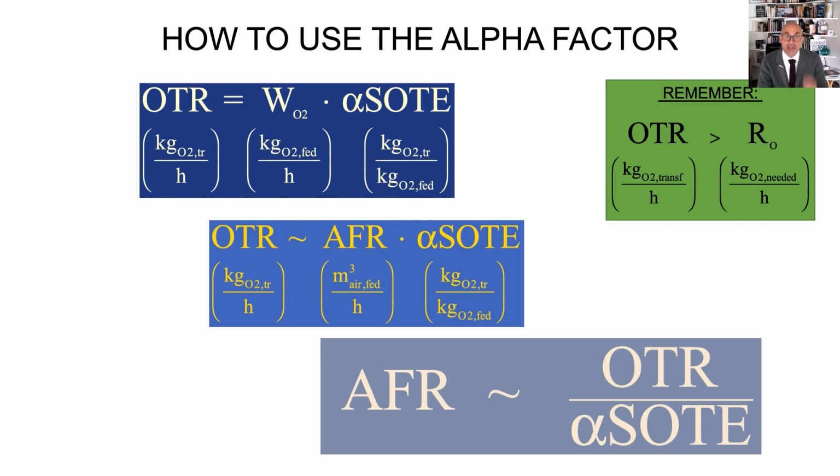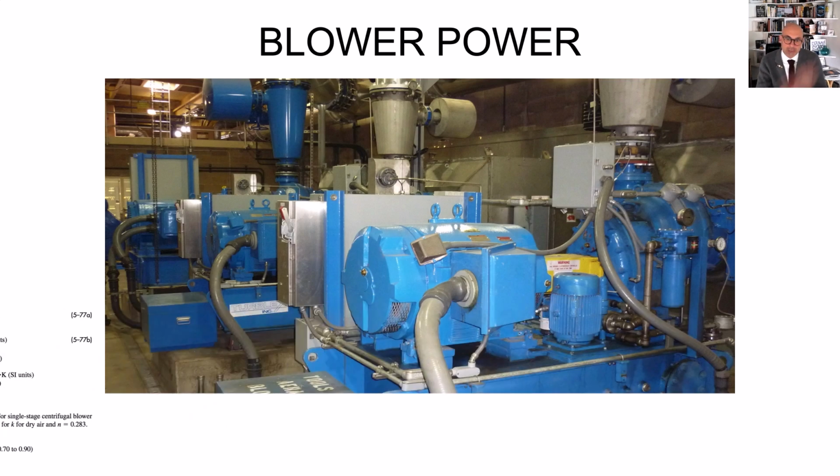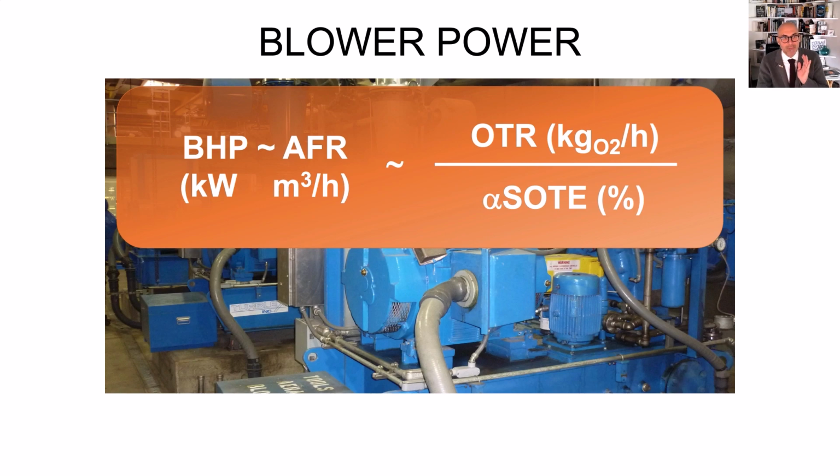Now, we said that alpha changes every hour of the day, so that denominator changes every hour of the day. Now, if I look at the blower power equation, there is an adiabatic equation there, but let's make it much simpler. Let's just look at the proportionality. So the blower power is proportional to the airflow rate. It's also proportional to the pressure drop, but to a small exponent. So for the sake of simplicity, blower power is proportional to the airflow rate.